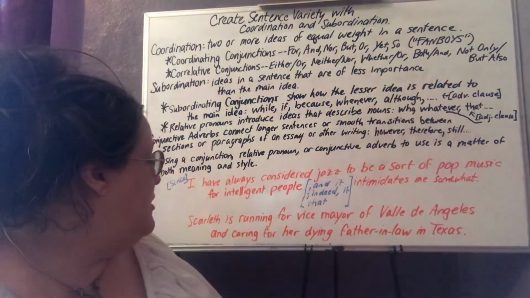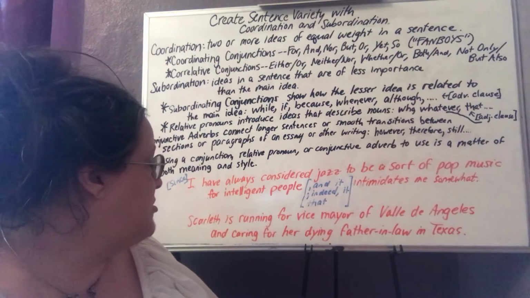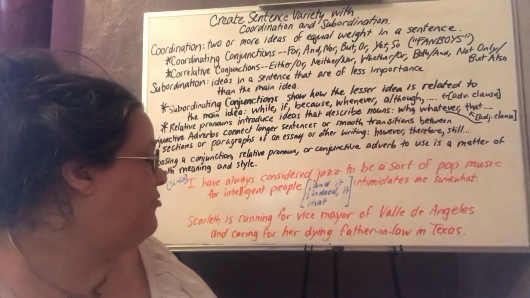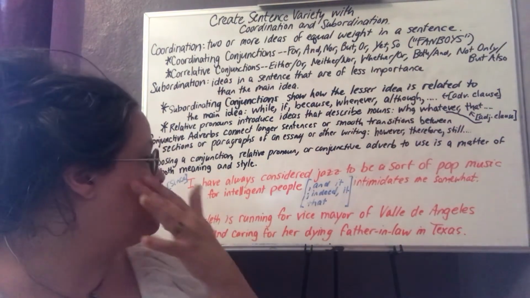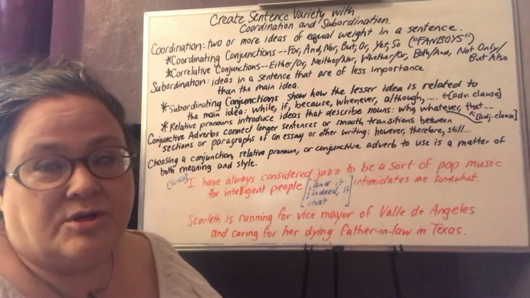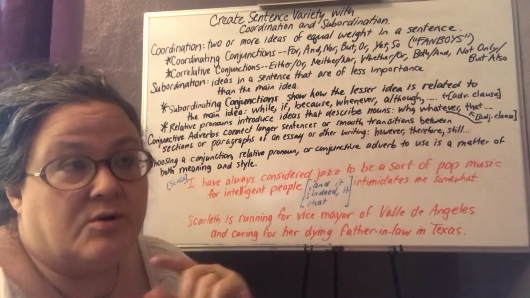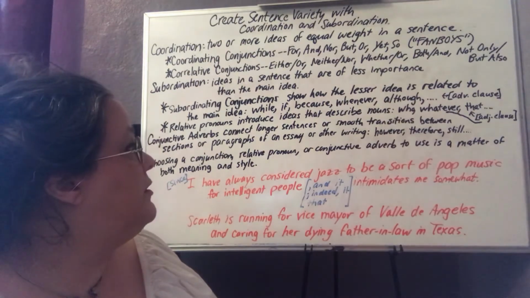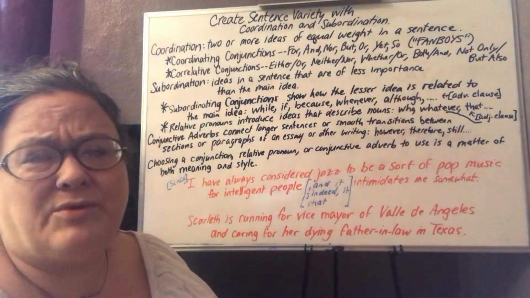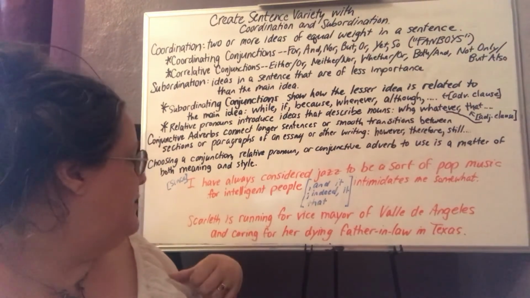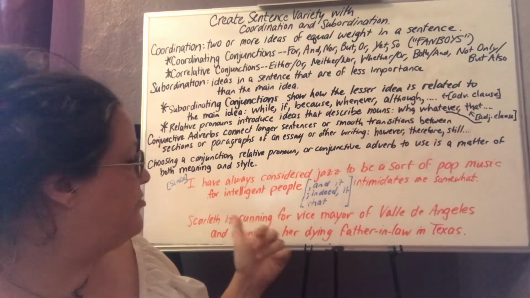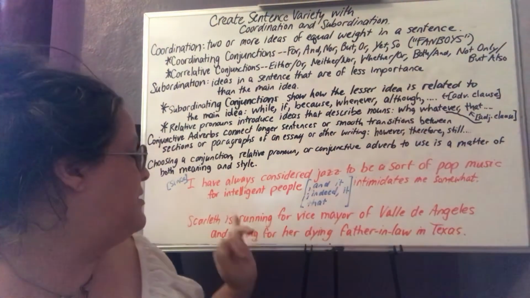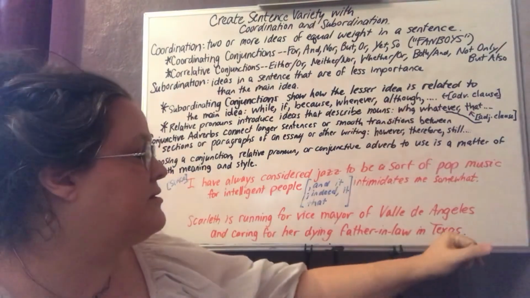Another thing I could say is, "Scarlett is not only running for vice mayor of Valle de Angeles, but also caring for her father-in-law in Texas." There we have a correlative conjunction, and the correlative conjunction is both of the words, "not only, but also." I don't even remember which one I used. And then I could also use a relative pronoun. "Scarlett, comma, who is running for vice mayor of Valle de Angeles, comma, is caring for her dying father-in-law in Texas."